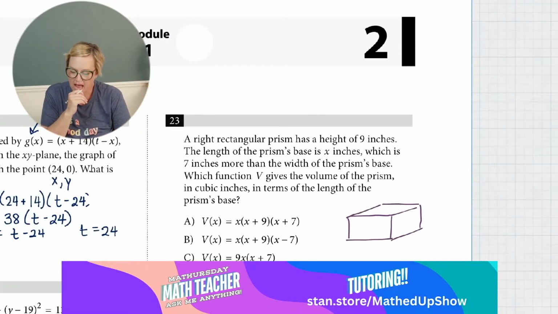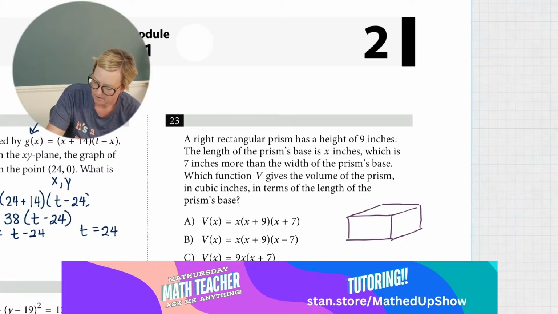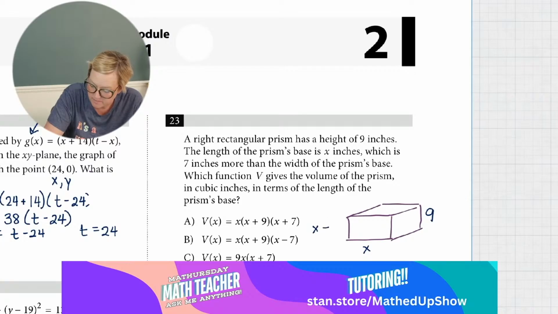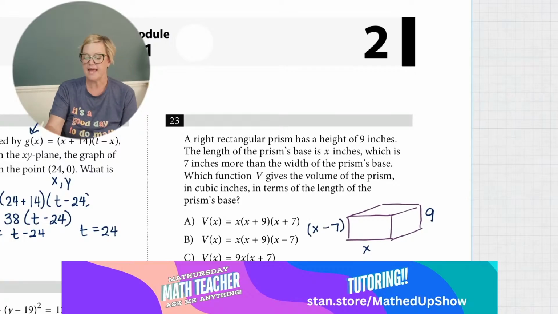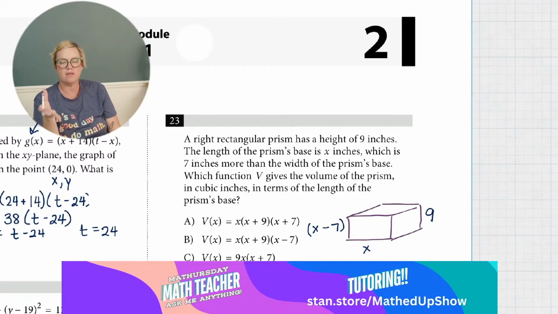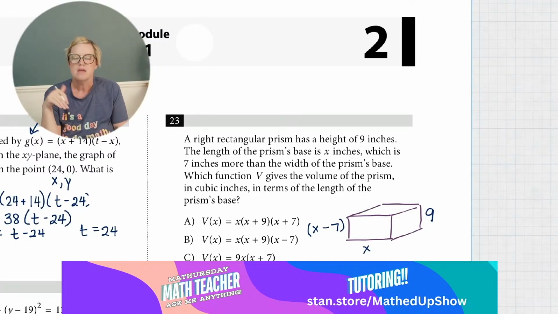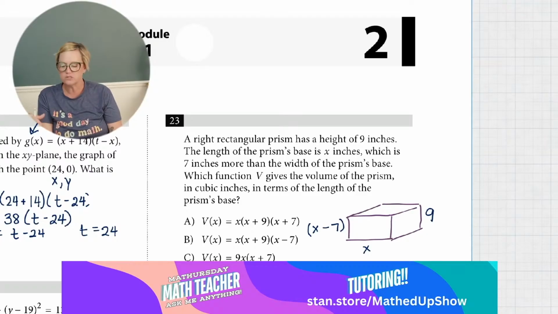So we've got a height of 9 inches. The length of the prism's base is X inches, which is 7 inches more than the width of the prism's base. So if X is 7 inches more, then this dimension is X minus 7. Again, length, width, height, depth, whatever it is, it doesn't matter which one is which, okay?